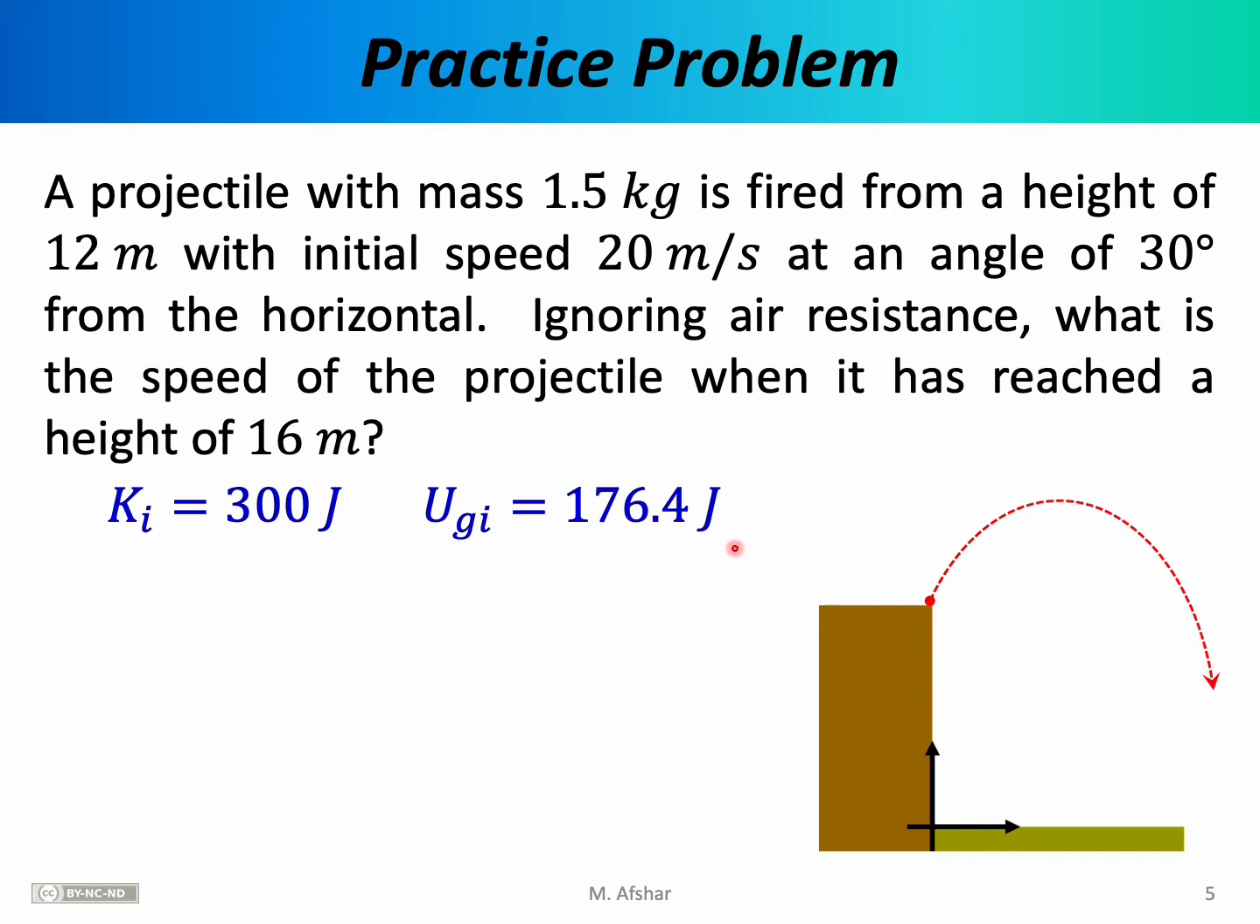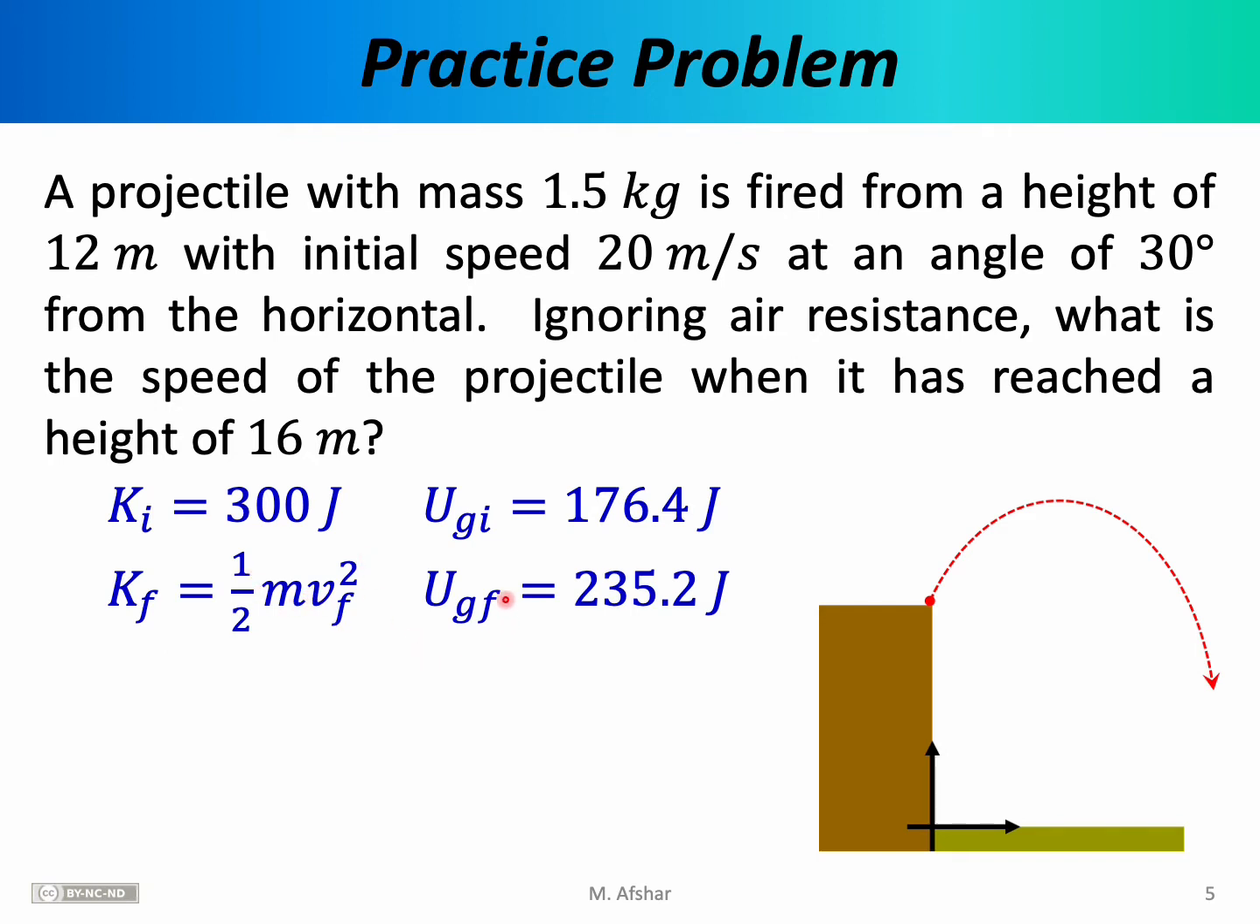Now we want to know the speed of the projectile when it's at 16 meters. At that point, we don't really know what the velocity is. That's the thing we're trying to solve for. And therefore, we cannot really figure out the final kinetic energy. The best we can do is just simply say that the final kinetic energy is 1/2 m v final squared.